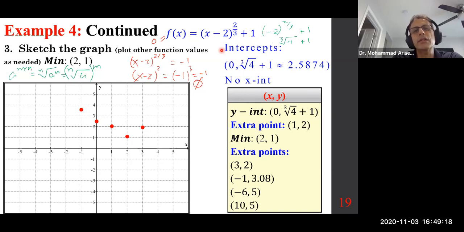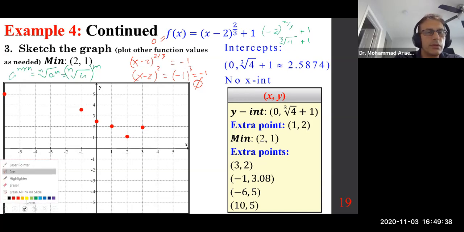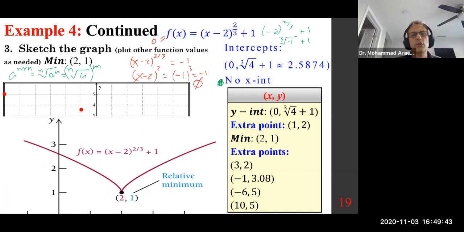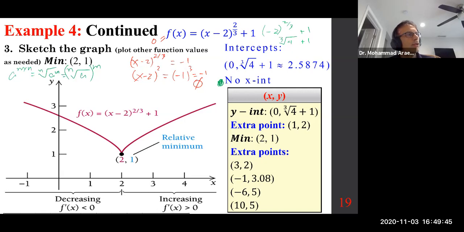Negative 6, 5. If you put negative 6, class, negative 6 minus 2 becomes minus 8. Cube root of that is minus 2. Minus 2 squared is 4, plus 1 gives you 5. If you plug in 10, you get the same thing. And 10 would give you something like a point somewhere here. You put them all together, and that's your graph, roughly.